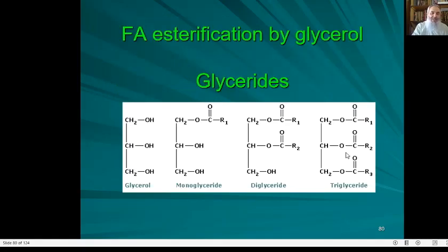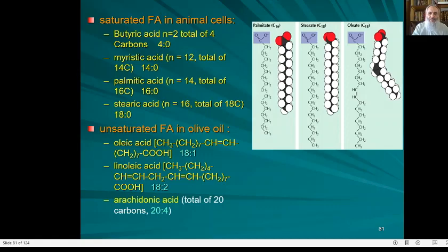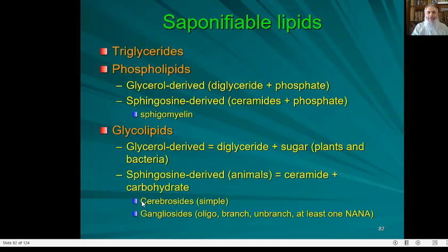Of course, triglycerides are diverse. I repeat, don't memorize neither the number of carbon atoms per fatty acid nor the number of double bonds. Just remember the 4 examples of saturated fatty acids, and the names of 3 examples of unsaturated fatty acids. The triglycerides are the first family of saponifiable lipids.